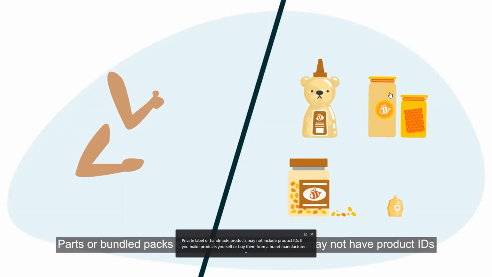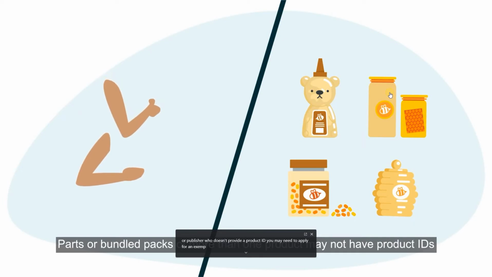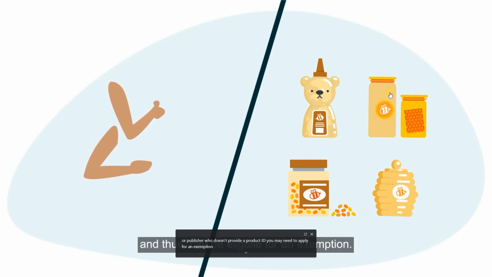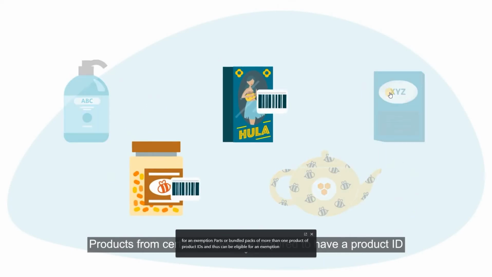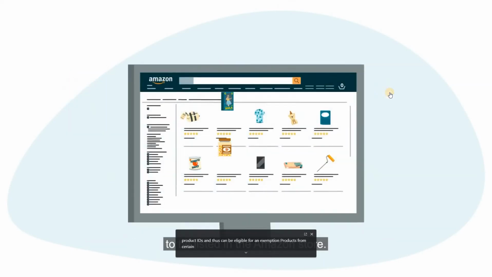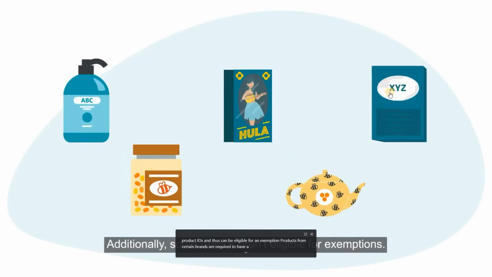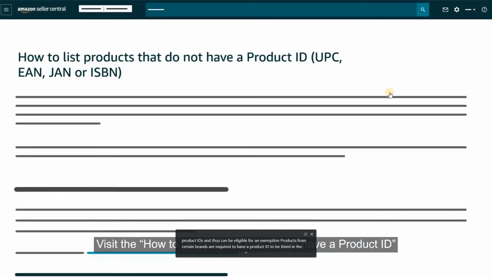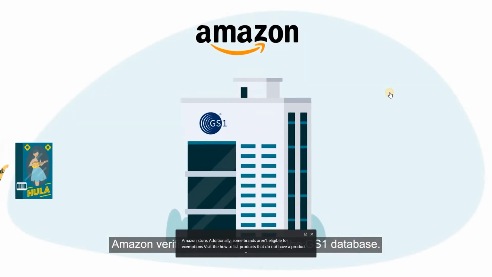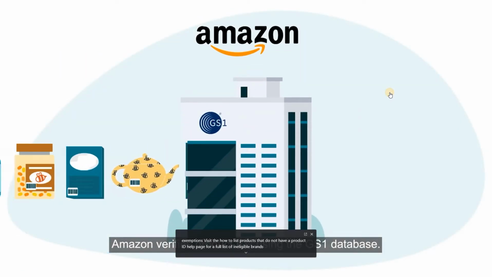Parts or bundled packs of more than one product may not have product IDs and thus can be eligible for an exemption. Products from certain brands are required to have a product ID to be listed in the Amazon store. Additionally, some brands aren't eligible for exemptions. Visit the How to List Products That Do Not Have a Product ID help page for a full list of ineligible brands. Amazon verifies product IDs using the GS1 database.